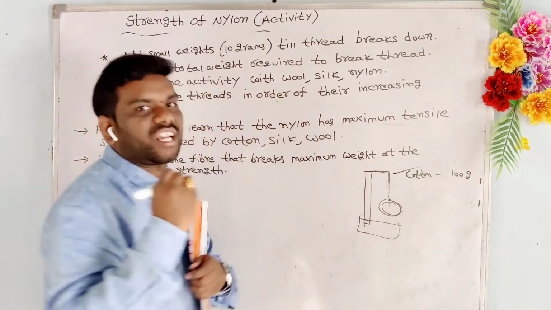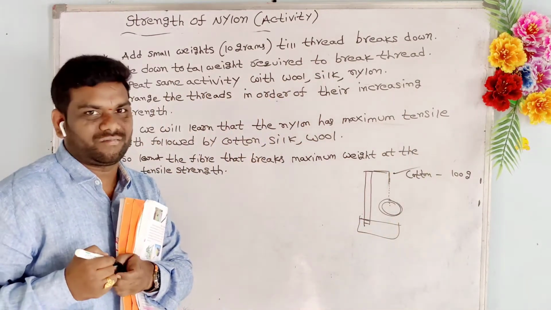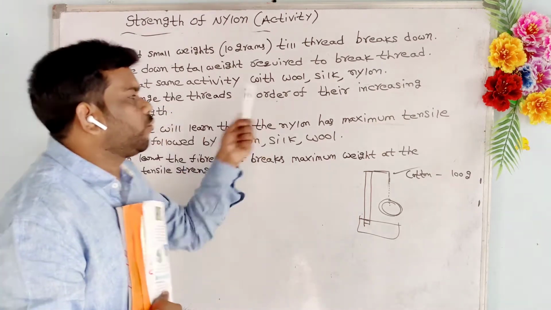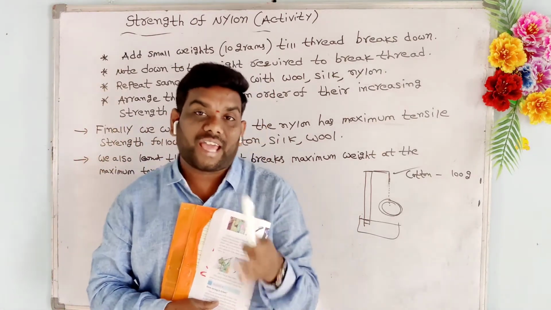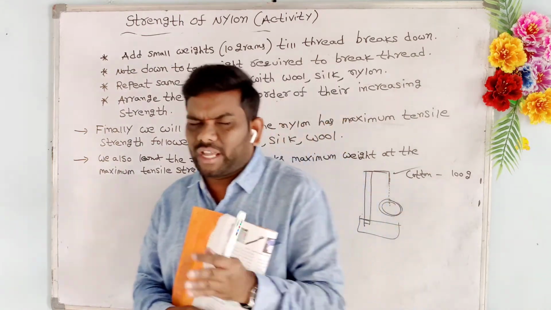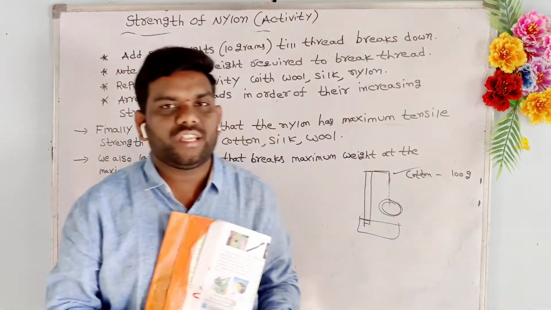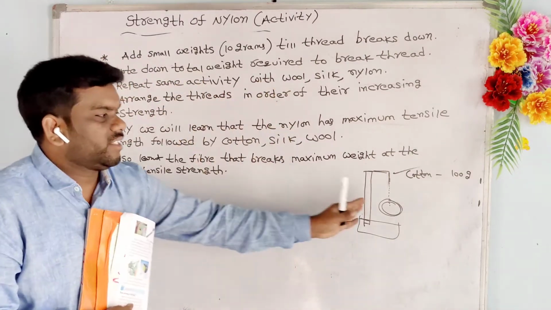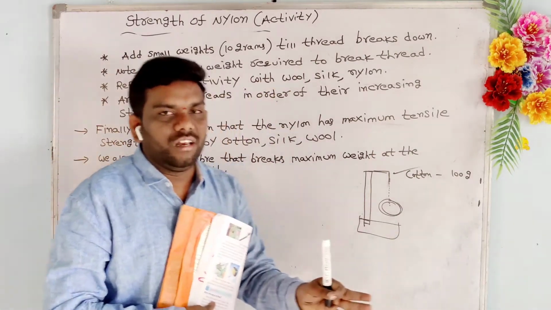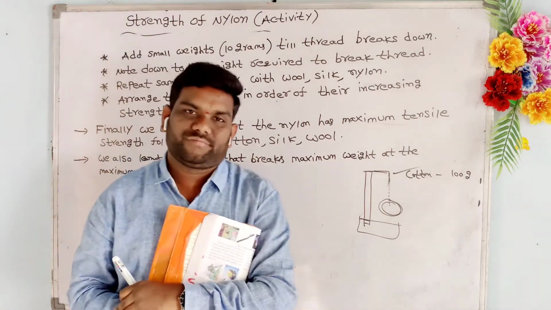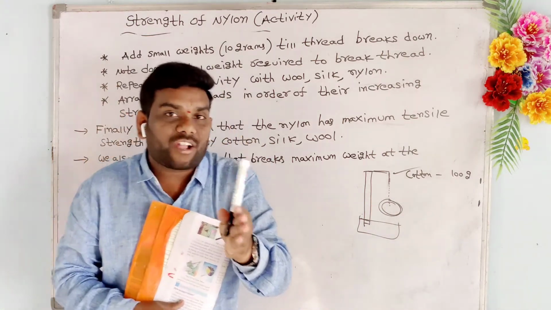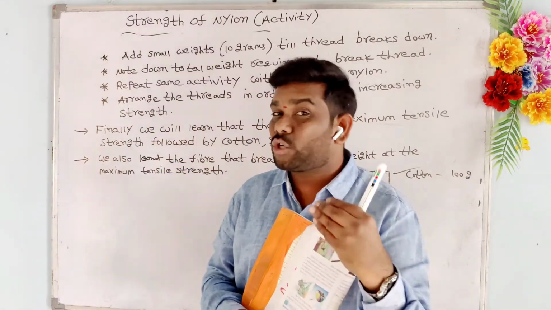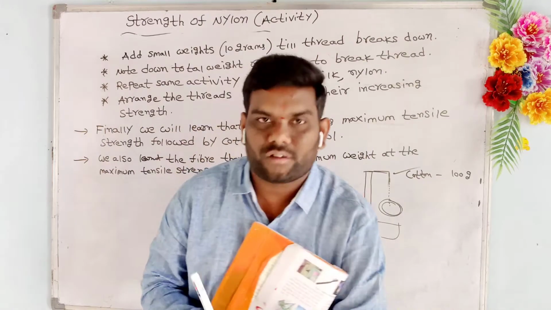So cotton's strength is 100 grams weight. Yeah, so repeat the same activity with wool, silk, nylon. We do this same activity with wool, silk, nylon, different threads, until the thread breaks down. First you take cotton, next you take thread, wool, next you take silk, next you take nylon.